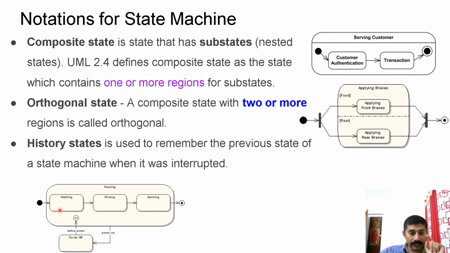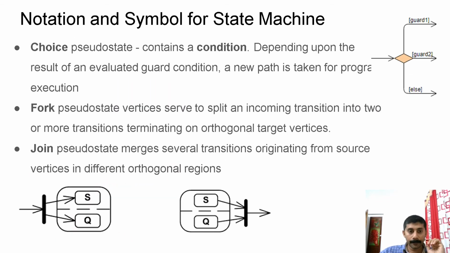So such history states are mentioned with this circle and an H symbol. So this is history state, which is used to remember the previous state of a state machine when it was interrupted. So it can remember, that is history state.